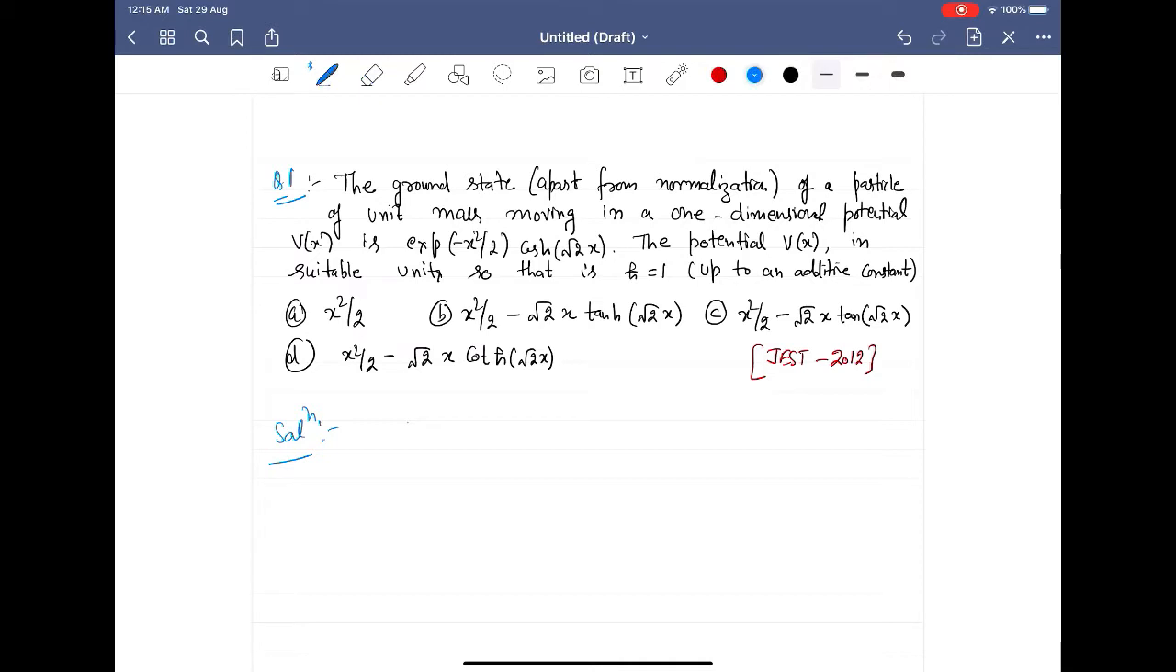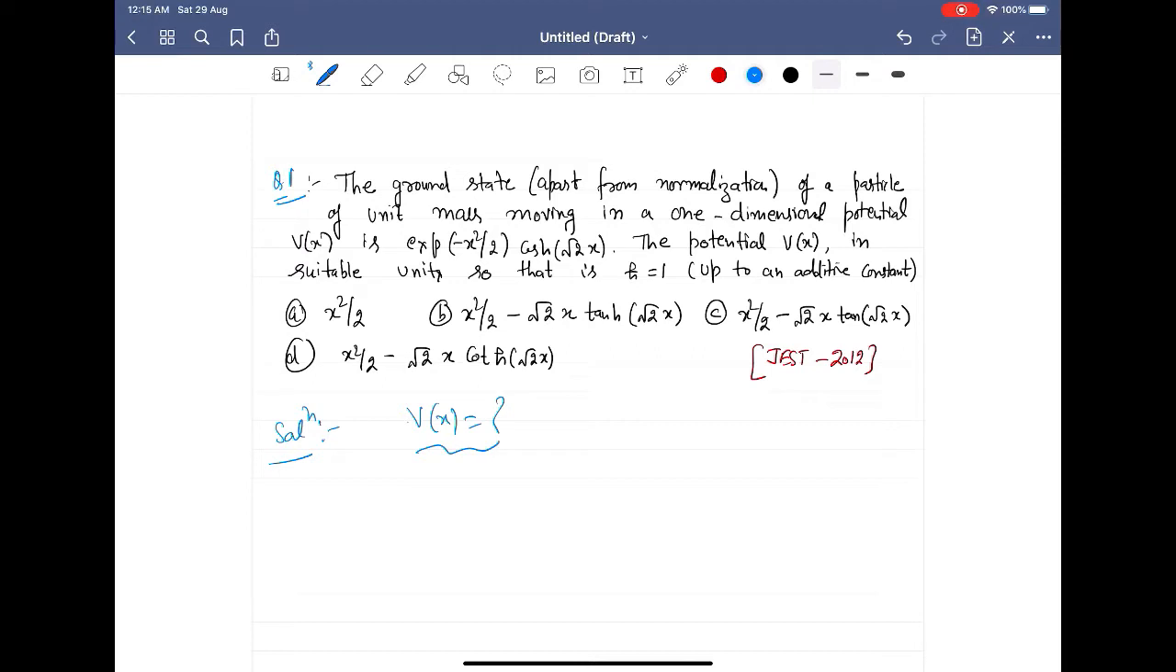The question is: the ground state, apart from normalization, of a particle of unit mass moving in a one-dimensional potential V(x) is this. The potential V(x) is in suitable units so that h cross equals 1, Planck's constant. So basically in this question, what we are asked is to find out the form of the potential V(x).